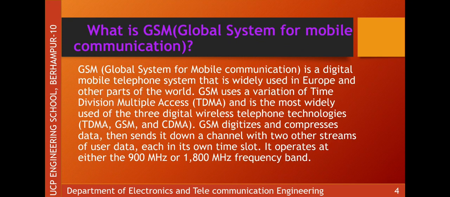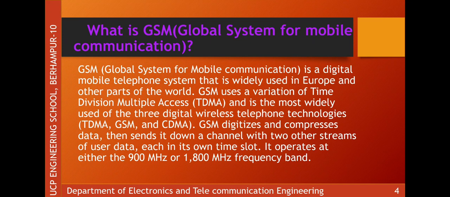What is GSM? Global System for Mobile Communication. GSM is a digital mobile telephone system that is widely used in Europe and other parts of the world. GSM uses a variation of time division multiple access (TDMA) and is the most widely used of the three digital wireless telephone technologies: TDMA, GSM, and CDMA.